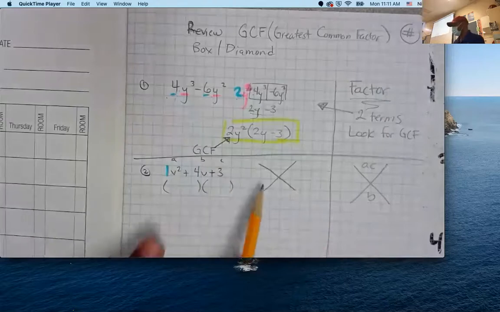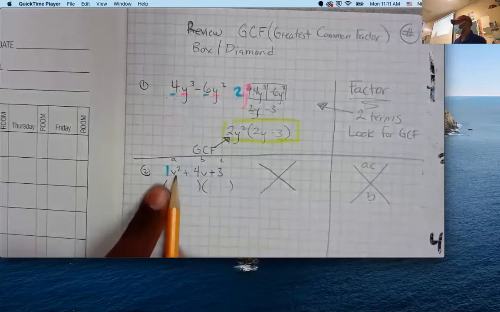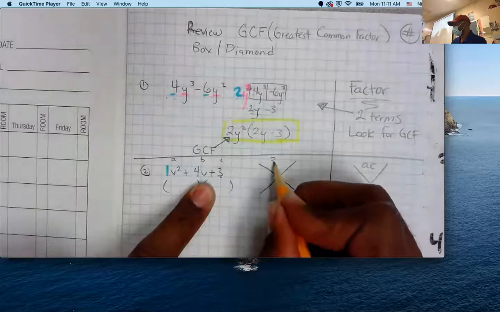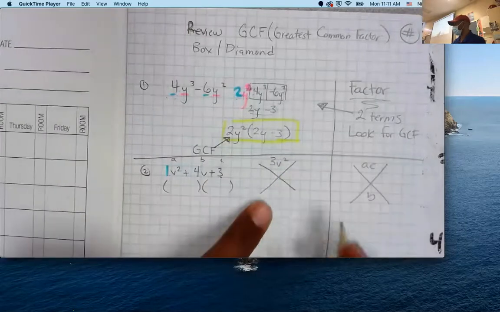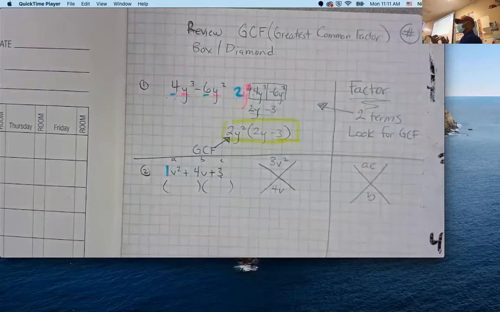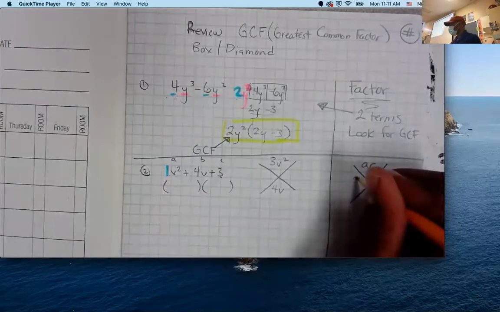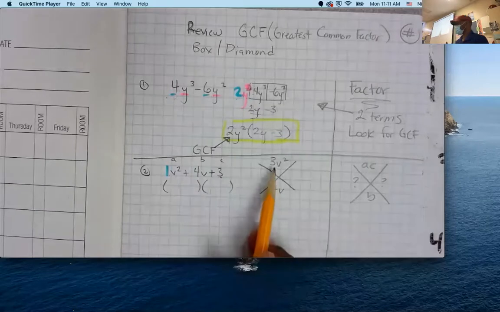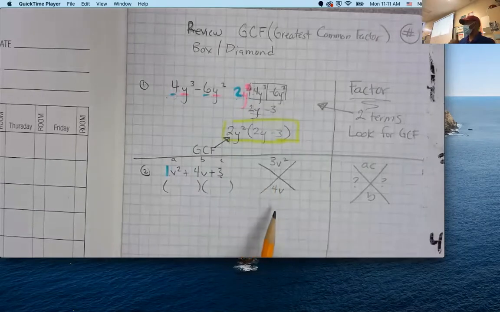Okay, so the number on the top here would be 1v squared times 3, which is 3v squared. And the number on the bottom would be 4v. Now it's what two numbers do you multiply to get A times C? But then the same two numbers are going to add up to 4v. What would they be?